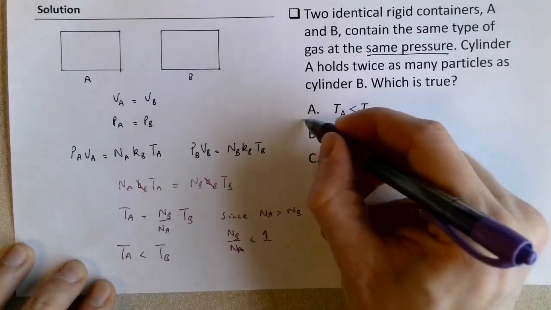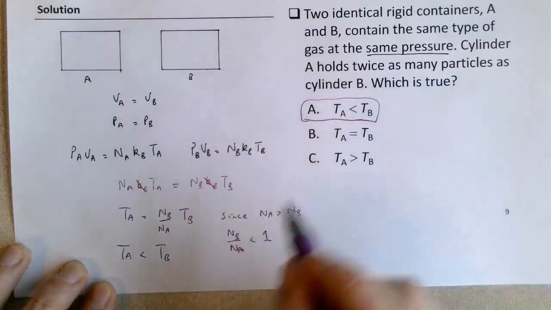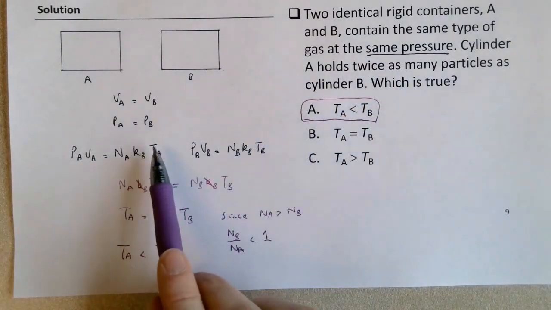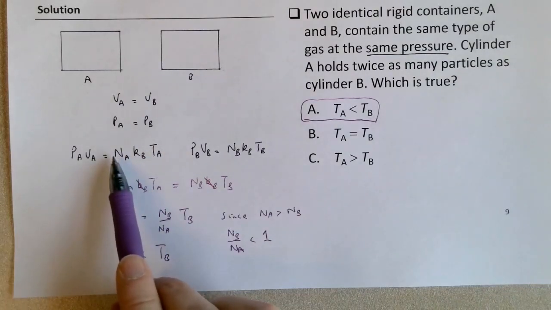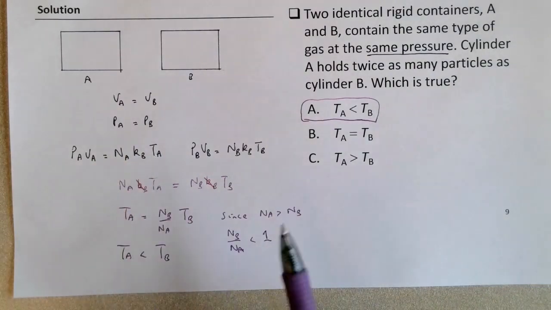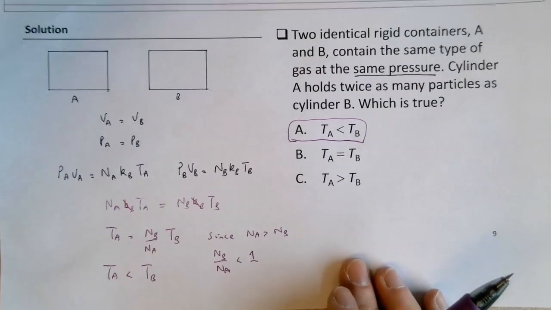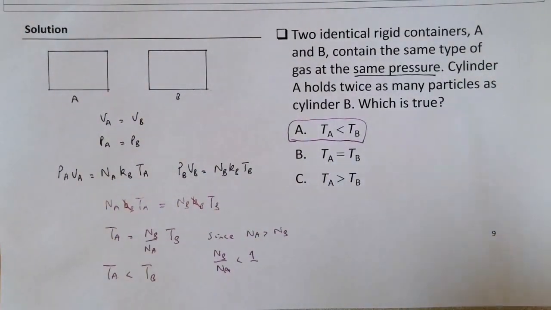This confirms what I said earlier: if their product PV is the same, the one with the larger number of molecules, or particles, must have the smaller temperature, given this particular setup in this particular context. So choice A is the correct answer.